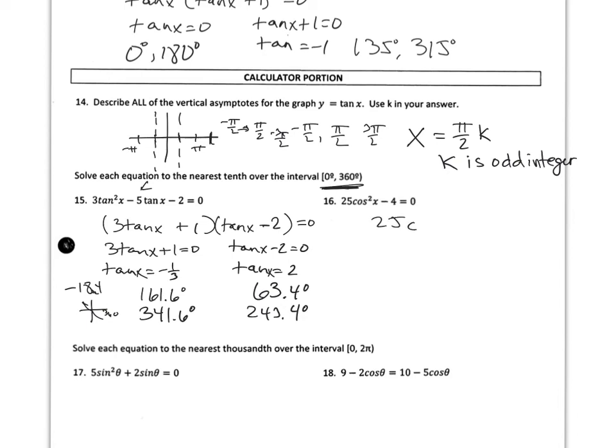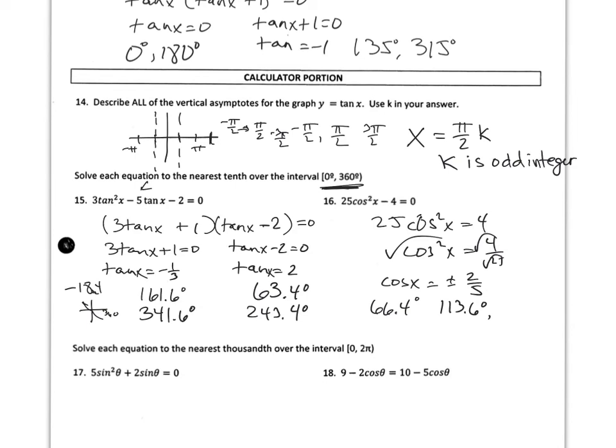For this one, 25 cosine squared x equals 4, so cosine squared x equals 4 divided by 25. And we can take the square root. So we're going to have all 4 answers here. So plus or minus 2/5. Whatever answer we get out of the calculator, we get 66.4. And now we have to put that angle in all 4 quadrants. So 180 minus that is 113.6. 180 plus 66.4 is 246.4 degrees. And then 360 minus 66.4 is 293.6 degrees.